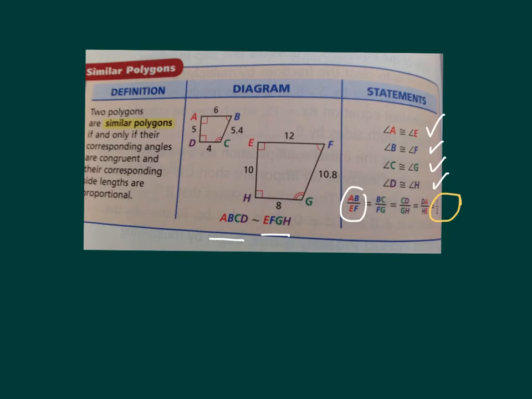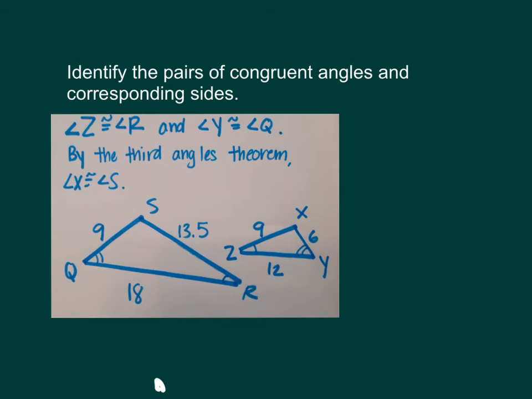All right, let's look at an example. So let's identify the pairs of congruent angles and the corresponding sides. All right, well, thankfully, they've already done some of the work for us. We see that angle Z is congruent to angle R, which is already drawn, you can see with our congruency marks. We see that angle Y is congruent to angle Q. Again, that's already marked for us. And by the third angles theorem, angle X is congruent to angle S. So we can mark that. So we do know that all the angles are congruent.